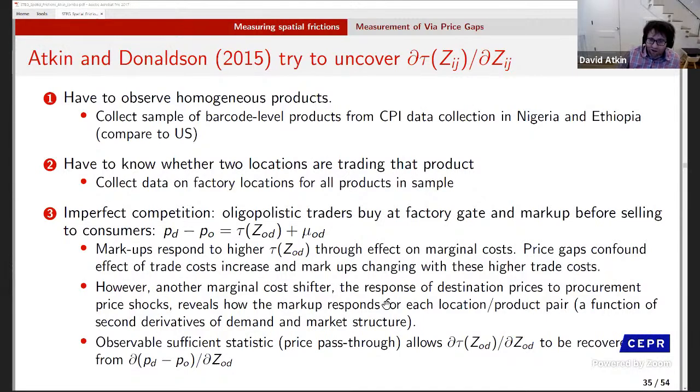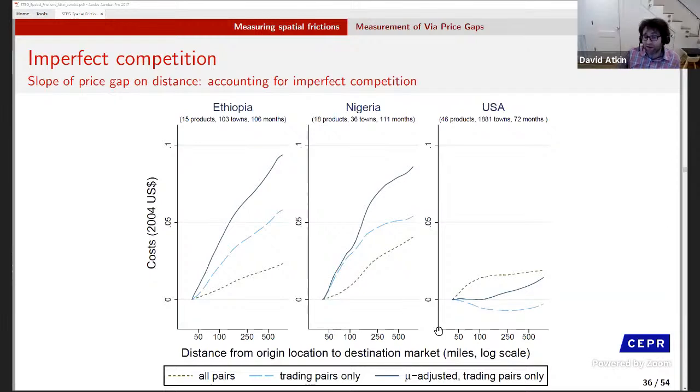from what is the change in the markup, and the remaining derivative is the change in trade costs with respect to distance. Okay, and so that's basically what we do, and there are many more details in the paper on how we deal with other potential confounders. But once we do that, we find another approximate doubling, and so this imperfect competition essentially leads us to underestimate the slope of distance, the marginal cost of distance in developing countries. Once we account for that, the marginal cost of distance appears to be about 3 to 5 times higher in Ethiopia and Nigeria than in the US, again supportive of there being these much higher trade costs within developing countries than within developed countries.